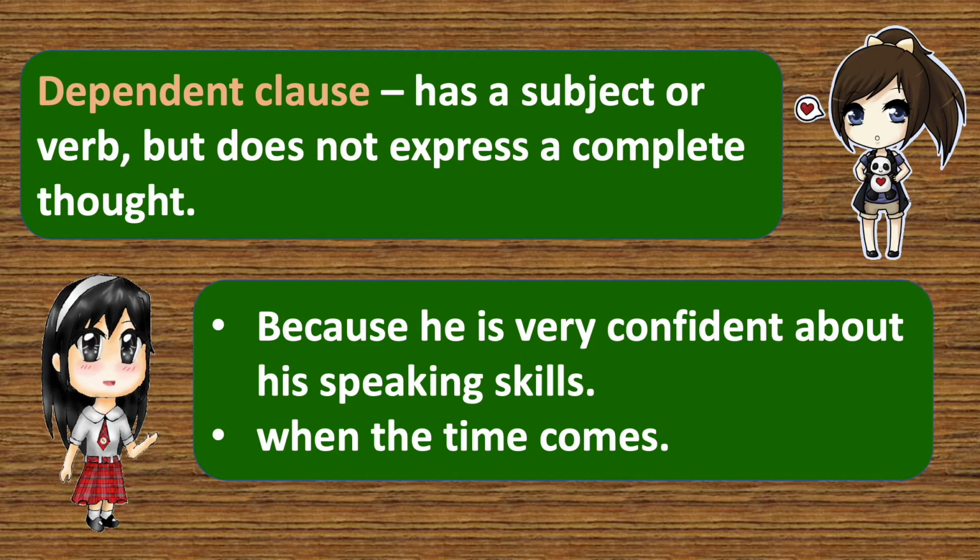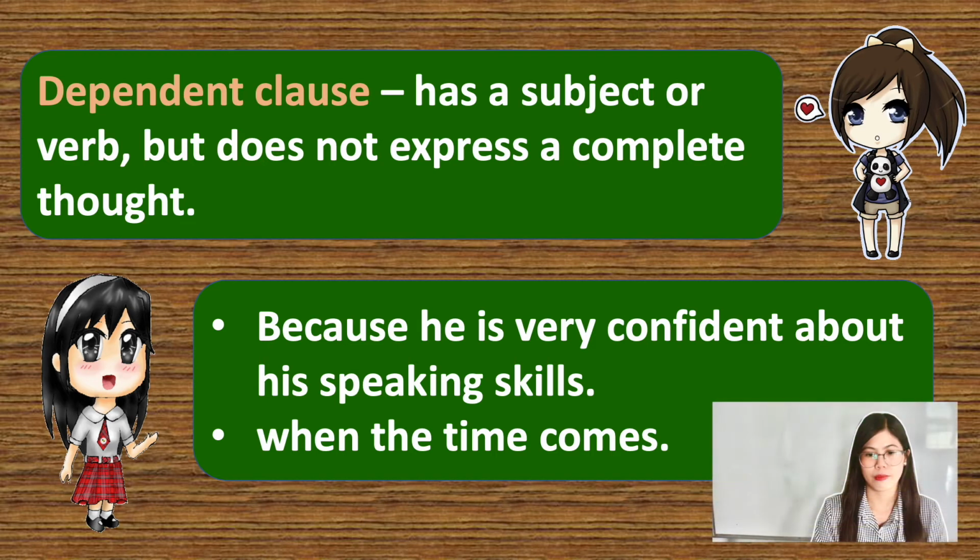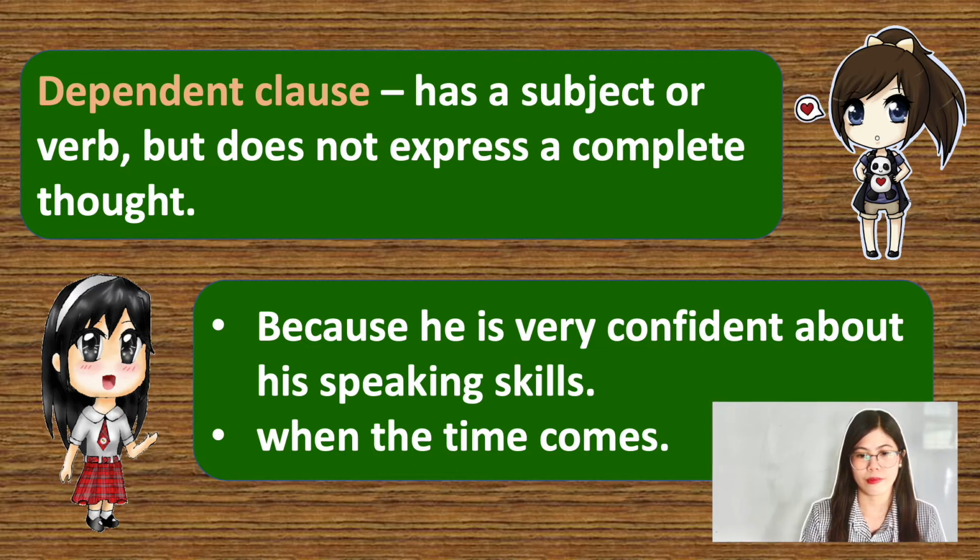So it has a subject or verb and does not express a complete thought. Example, because he is very confident about his speaking skills. Even though we have the subject he and the predicate is, it doesn't express a complete thought because we don't know the cause why he's being confident about his speaking skills. Another example, when the time comes.